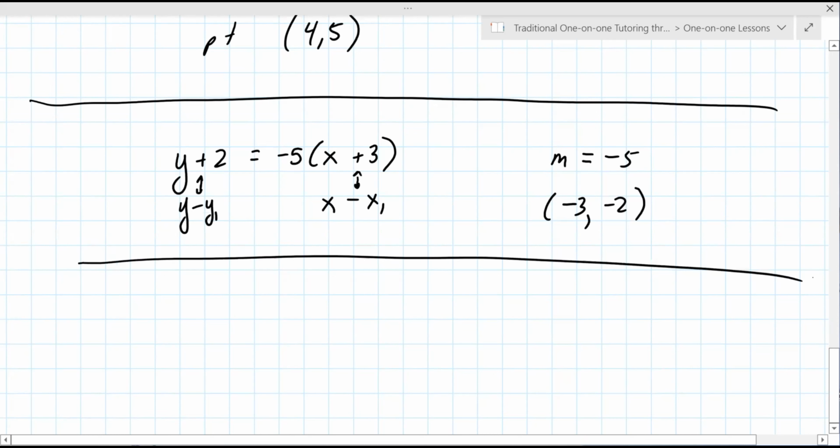You have to be able to do this on your own. You have to be able to say, Matthew, the slope is -5. The point is -3, -2. It all comes down to, do you know the formula? If you know the formula and you remember that if it's opposite in sign, you change the sign of these numbers, you've got it. Okay.